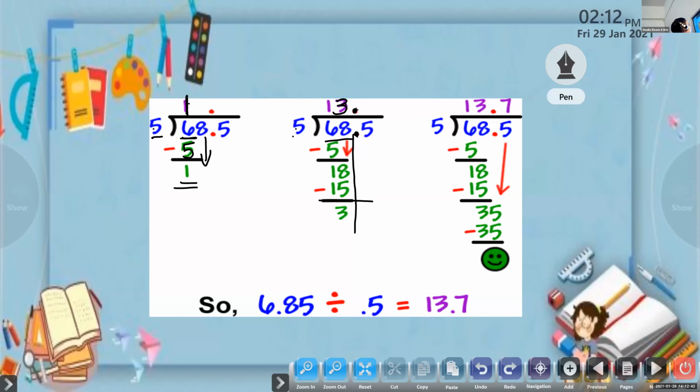Okay, listen carefully. Look at the board carefully. So here, after 68, we have the decimal. That also you have to hear. 13 point. Understood? 13 point. Now what we have to do? When you subtract 8 minus 5, we have 3. Then bring down 5, 35. Then write 7 into 5 is 35. So here, in this division, children, what we have to do?